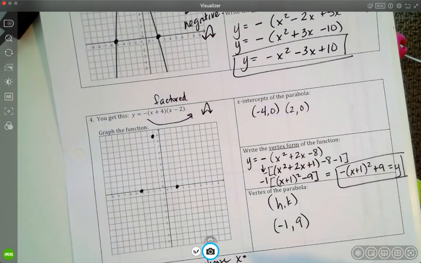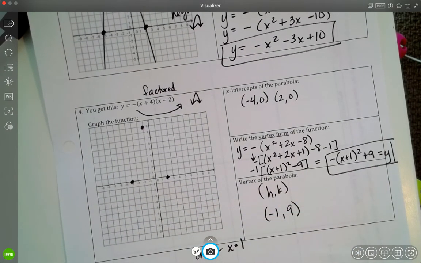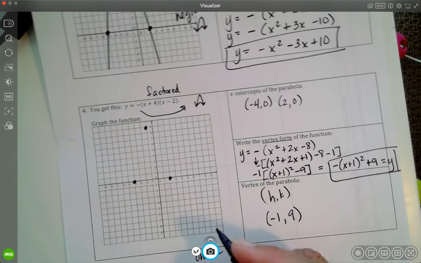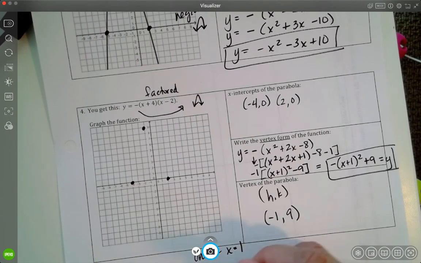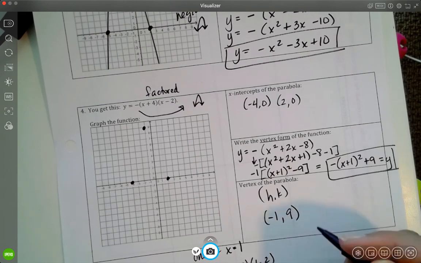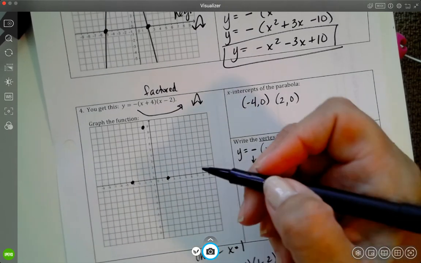So I'm going to choose just one other point, and I'm going to say x equals 1. Like what's y when x equals 1? All right, so I'll just plug it into the original form. So y equals -1 times 1 plus 4, times 1 minus 2. So y equals -5 times -1. So y equals 5. All right, so now I know that another point is 1, 5. So I'm going to go over here to x, go 1, 5.